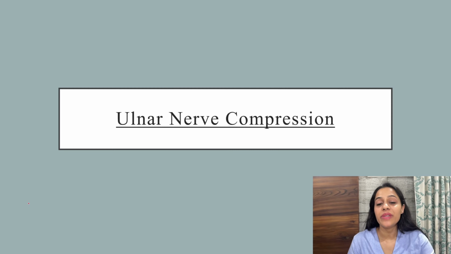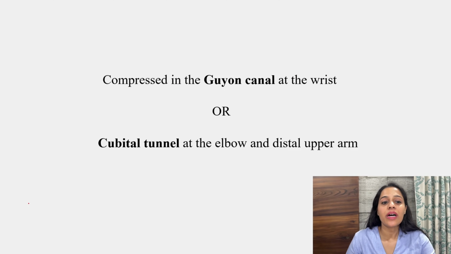In today's video, we will be continuing the topic of nerve compression syndromes. Last time I discussed the median nerve. Today I will be talking about ulnar and radial nerve compression. So the ulnar nerve can get compressed at two places. One is the Guyon canal, which is present at the wrist, and second is the cubital tunnel, which is present at the elbow.